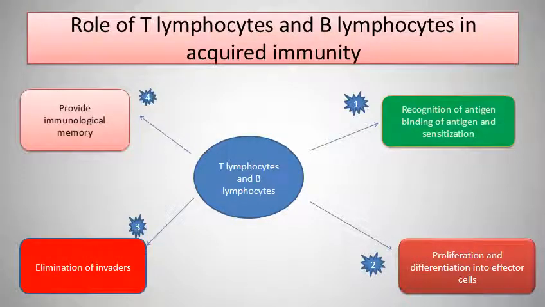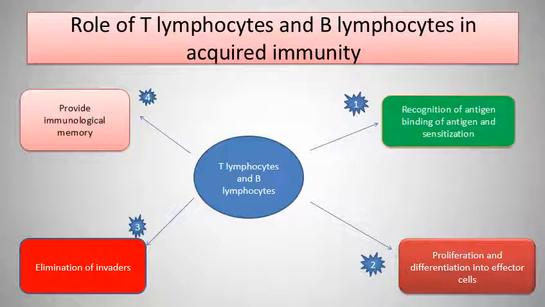Okay, now we will see about the role of T lymphocytes and B lymphocytes in acquired immunity. Now these are the 4 steps you have to remember. The role of the T lymphocytes and B lymphocytes in acquired immunity. How do they function? The first step is the recognition of the antigen, binding of the antigen and sensitization. Okay, recognition, binding and sensitization.